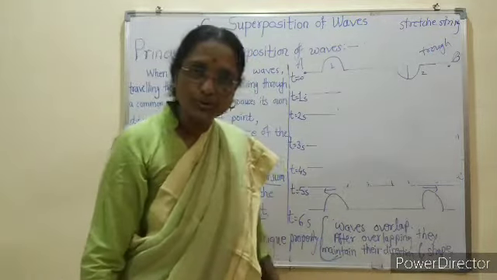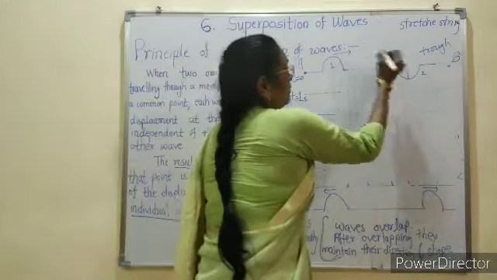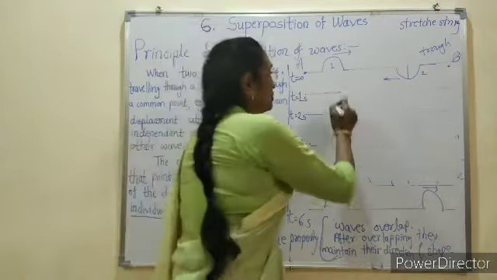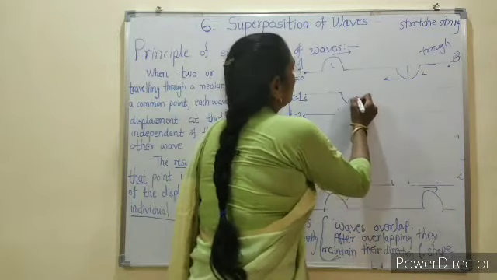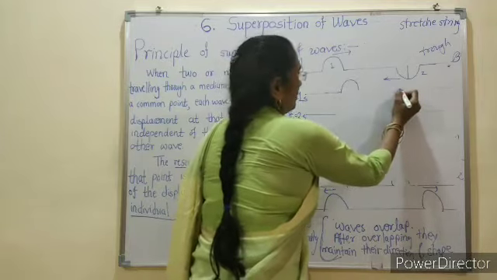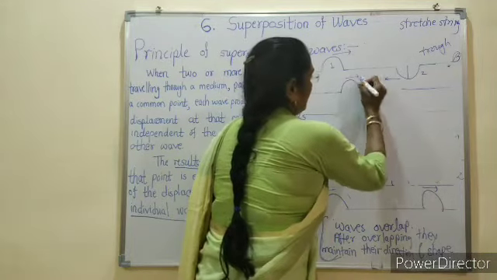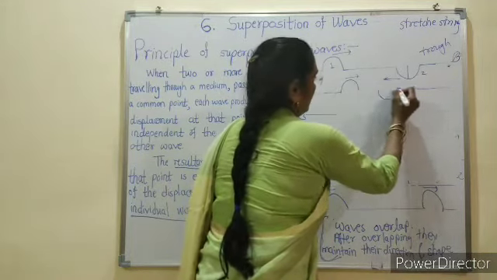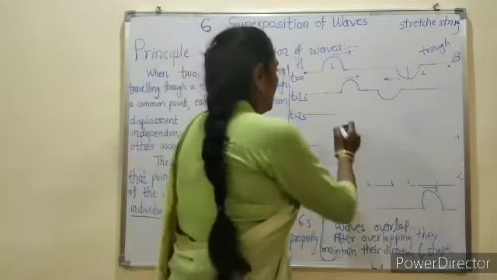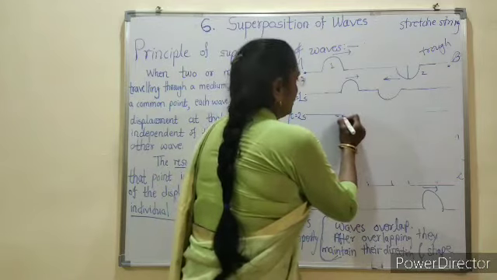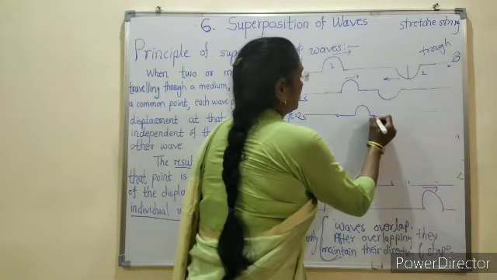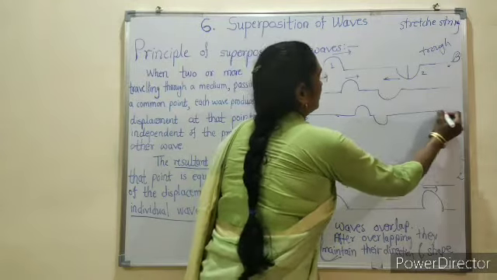Concave part is produced here, and both are approaching towards each other. Here we show the approaching waves in this way. Some undisturbed part is there. In the next, they cross each other.